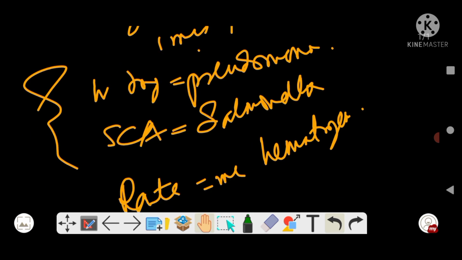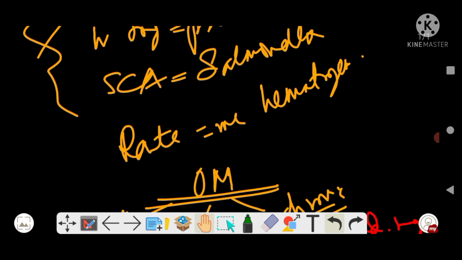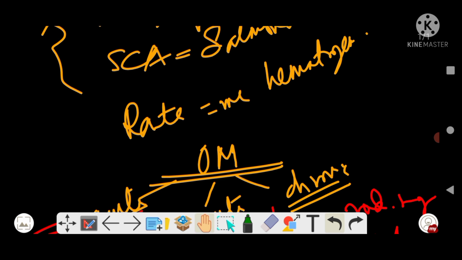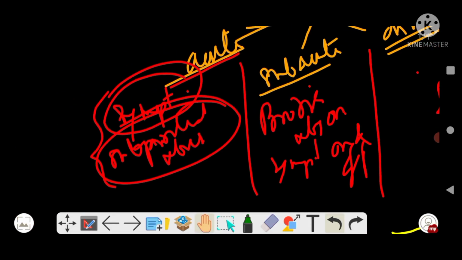If we talk about IV drug abusers, it is your Pseudomonas. If we talk about sickle cell anemia patients, it is the Salmonella. So these organisms you must remember. And the route is the hematogenous is the most common route, and we can divide into 3 stages: acute stage where there is symptoms and superior abscess formation.